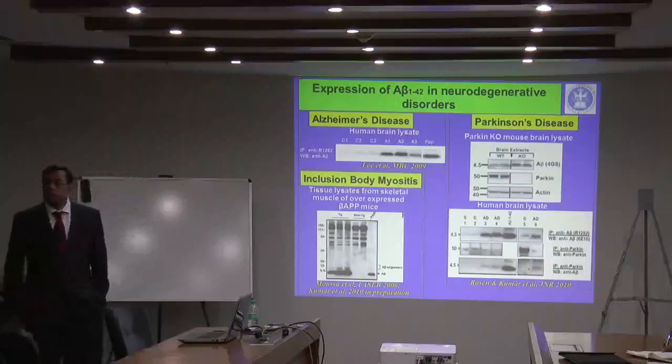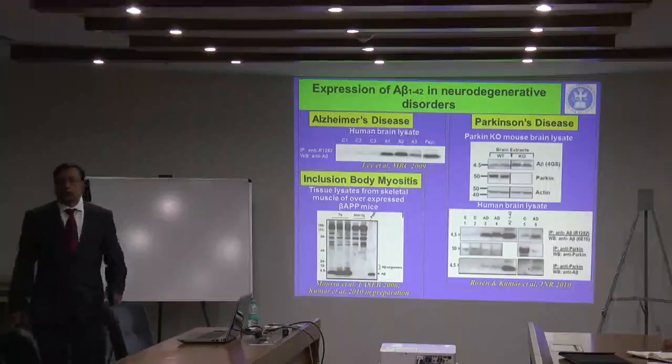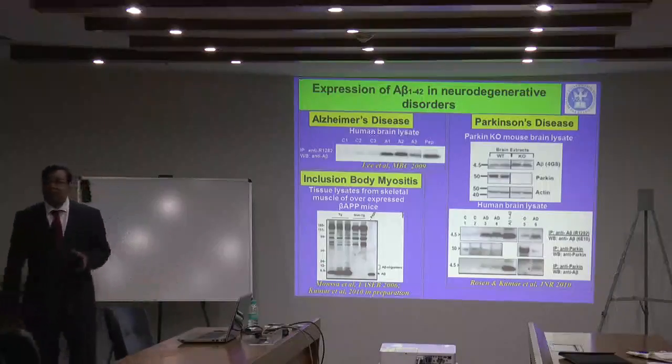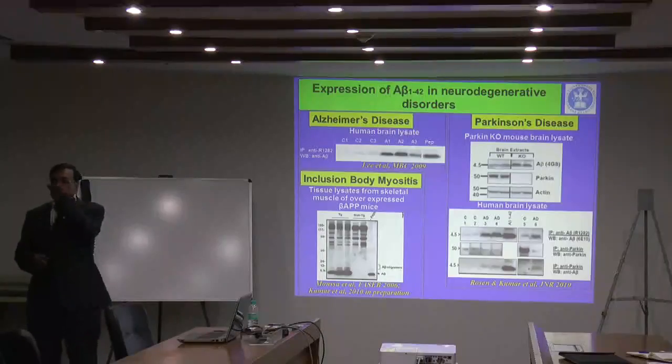Yes, please. Does that mean a person can have Alzheimer's and Parkinson's at the same time? No. If a person is suffering from Alzheimer's disease, he is not going to have Parkinson's disease, because in Alzheimer's disease, A beta is upregulated and Parkin is downregulated.